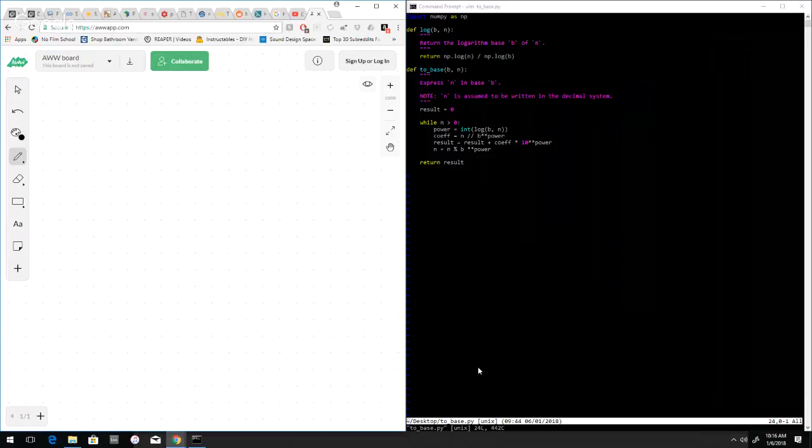What is this tool? This is a piece of code that I just wrote here, and I want to go over it. What does this code do? This code converts a number from the decimal base system to any other number system. So, what is the problem here?